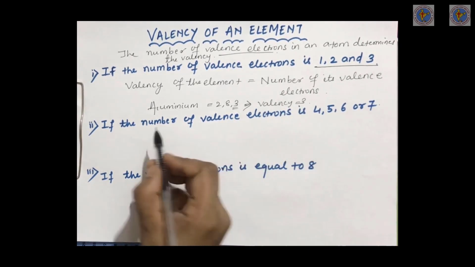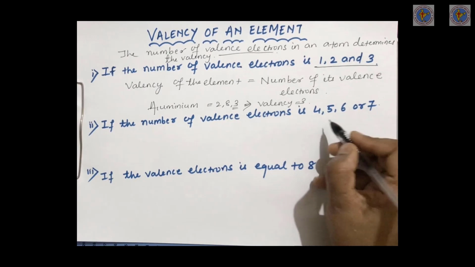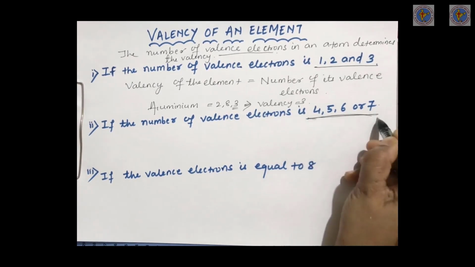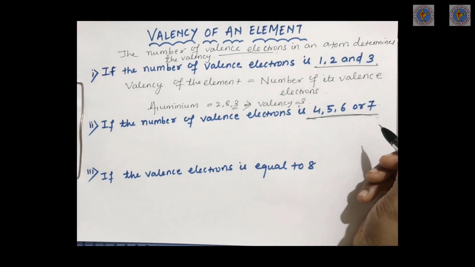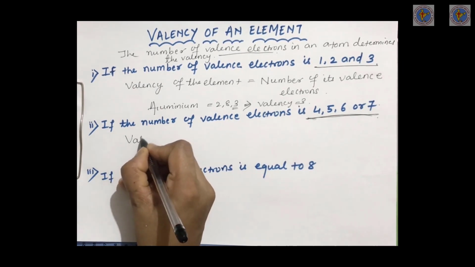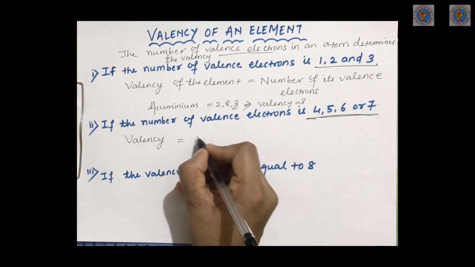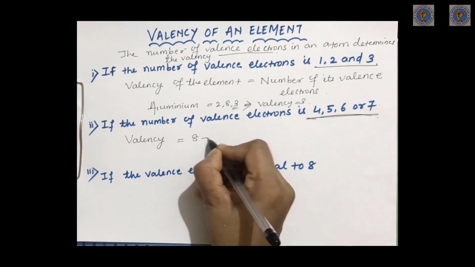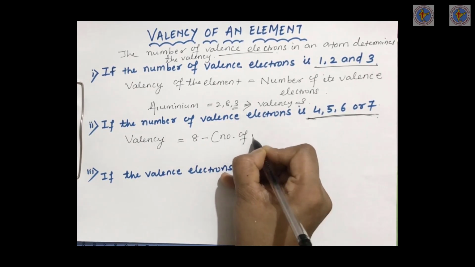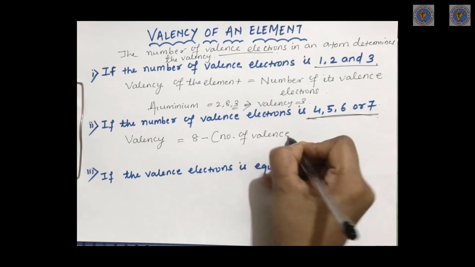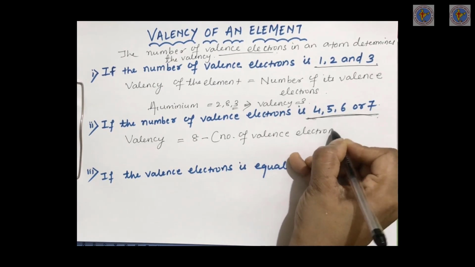Similarly, if the number of valence electrons is 4, 5, 6 or 7, then valency can be found by this formula: valency is equal to 8 minus the number of valence electrons.